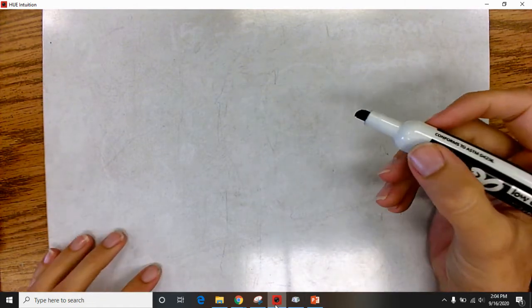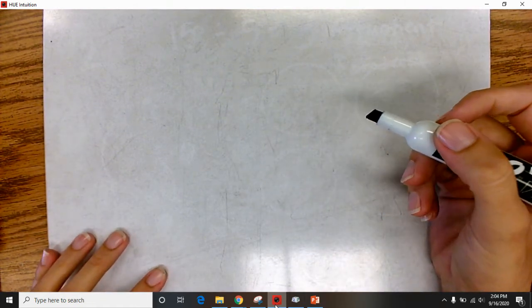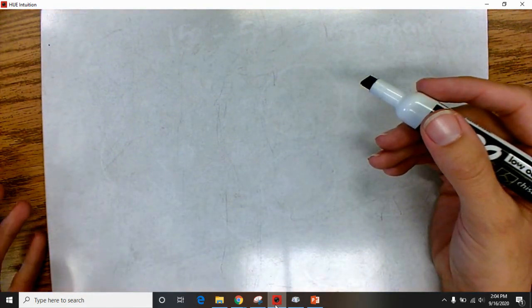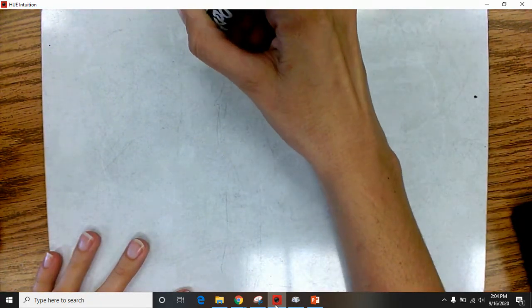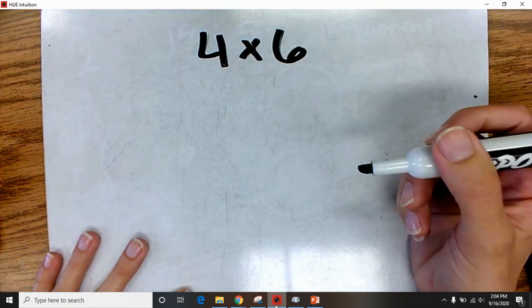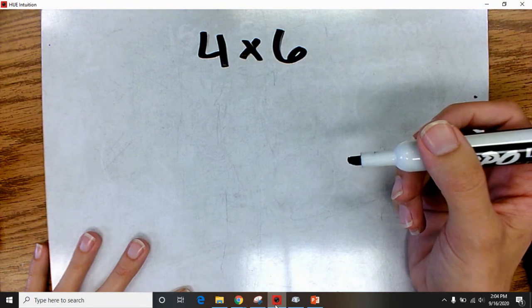Today, we're talking about what to do if you don't remember a multiplication fact. You really want to try to have your multiplication facts memorized because it will make your life so much easier from here on out in math. But sometimes you just can't remember. Like, let's say you have completely forgotten what 4 times 6 is. You just can't remember the answer to that.